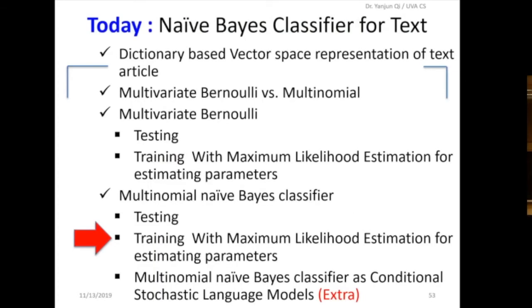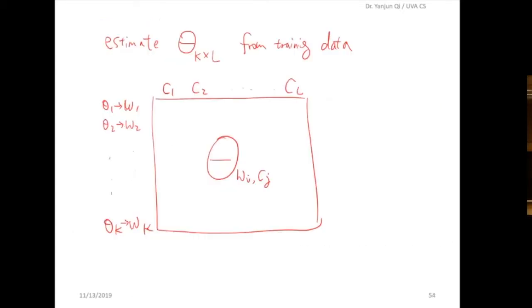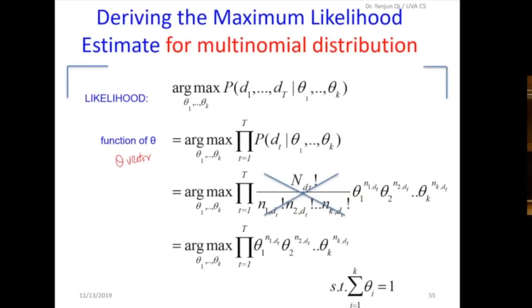Right, so now let's see, how do you estimate those from the training data? I want to estimate this matrix from my training data, and this is a K times L number of parameters, right? So same thing. How do you estimate a multinomial distribution? Just to simplify, there is no condition on C for now. Just from the data, how do you estimate a multinomial distribution? Maximum likelihood estimation.